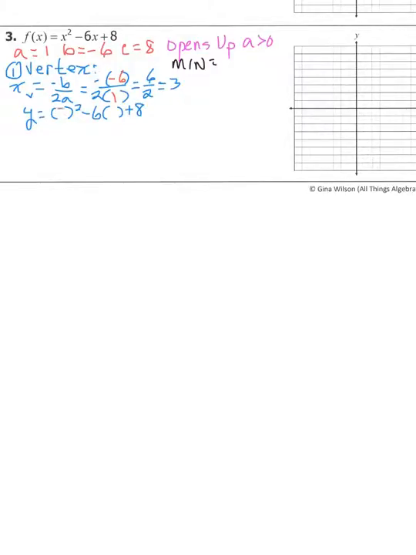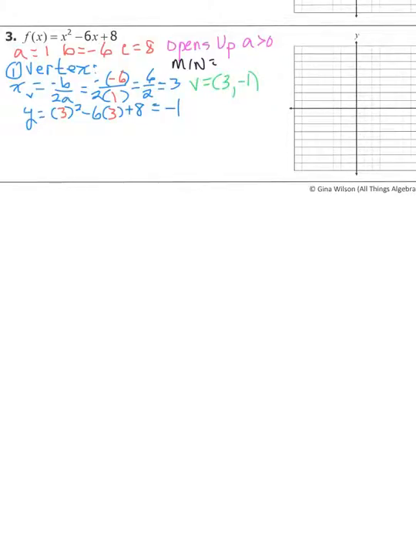So I'm plugging that 3 in here and here. So then 3 squared, let me get my pointer going. All right, so then 3 squared is 9. -6 times 3 is -18. So 9 and -18 is -9, plus 8 is -1. So my vertex is equal to 3, -1.